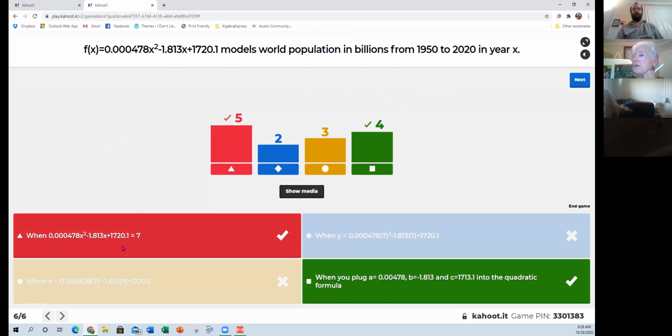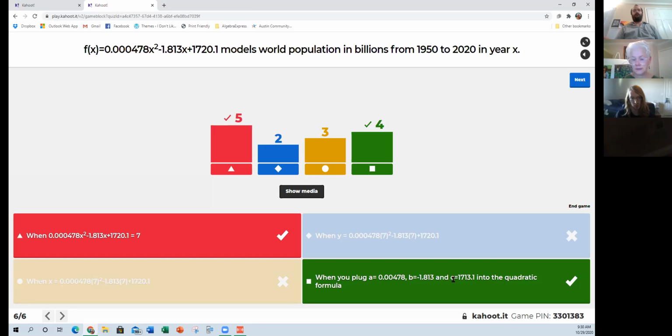Then if you take this equation, 0.000478 x squared minus 1.13x plus 172.0.1 equals 7, and subtract the 7 from both sides, you're going to get that a is 0.00. Oops, I left off a 0, sorry. So actually that one, I meant that one to be right, and then B would be 1.813, and then C would be whatever the 1720.1 minus 7 is, just the 1713.1.